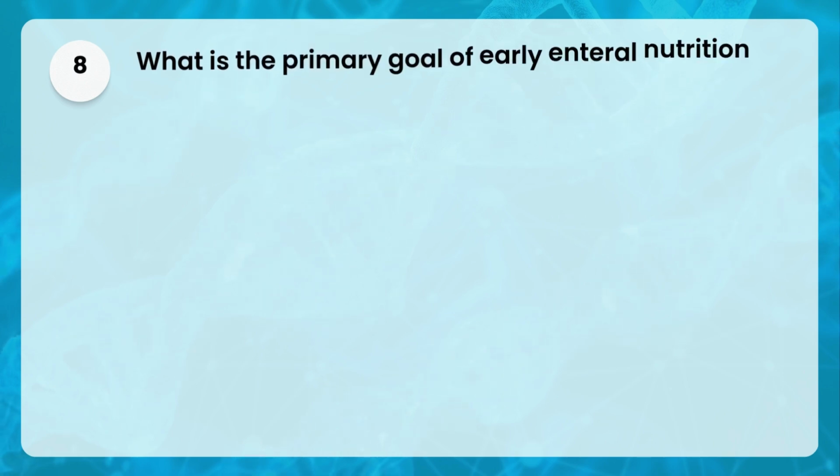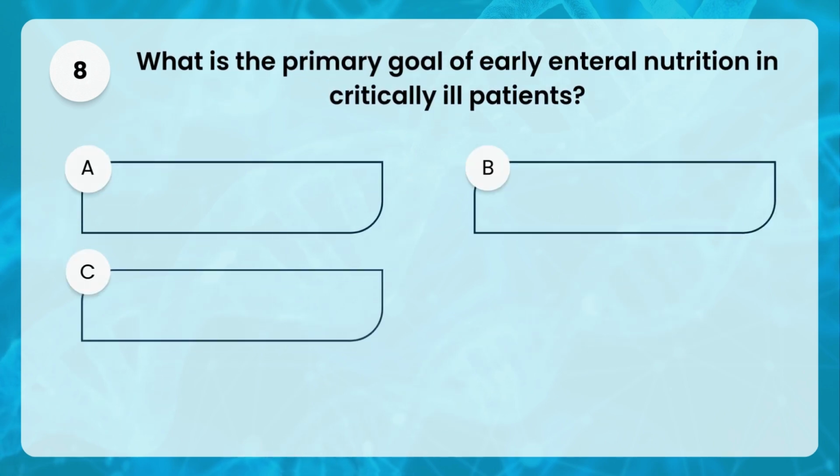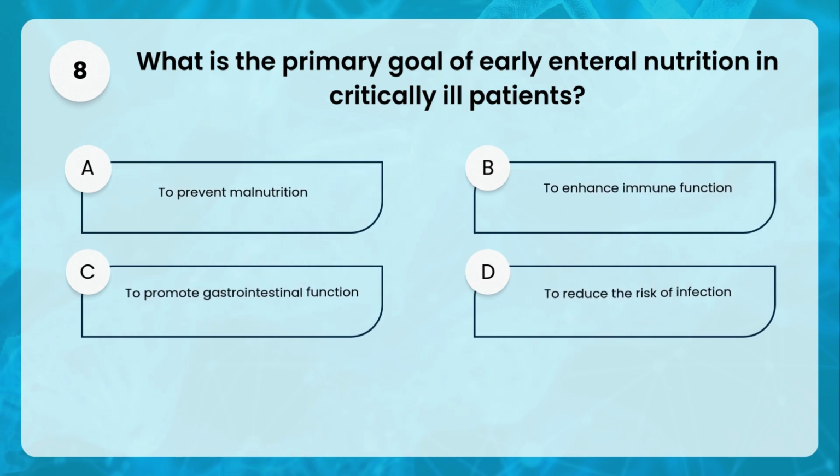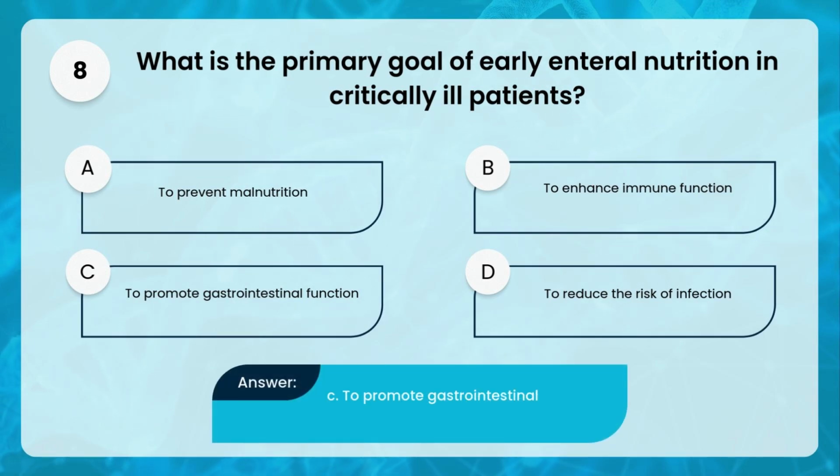Number 8. What is the primary goal of early enteral nutrition in critically ill patients? A. To prevent malnutrition. B. To enhance immune function. C. To promote gastrointestinal function. Or D. To reduce risk of infection. The answer is C. To promote gastrointestinal function.